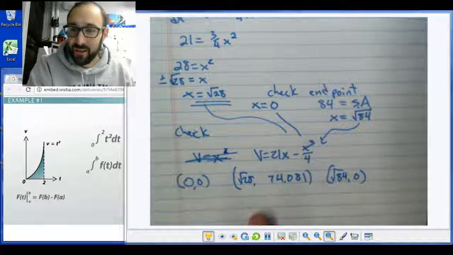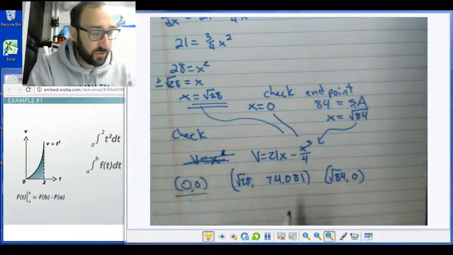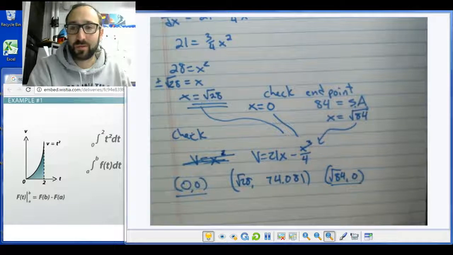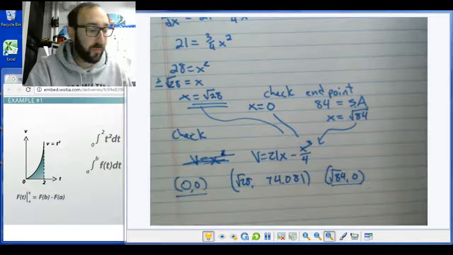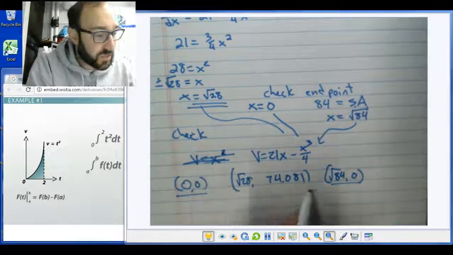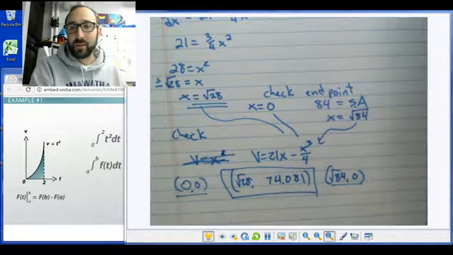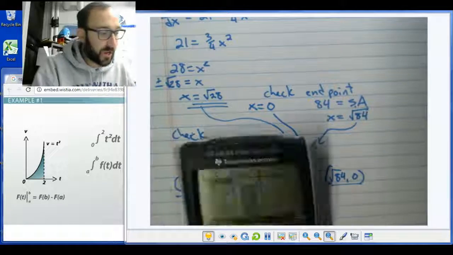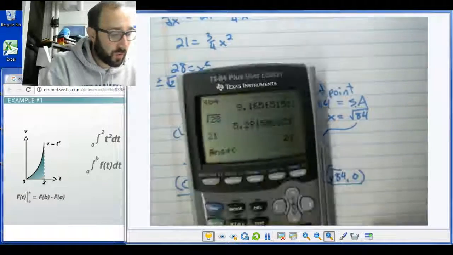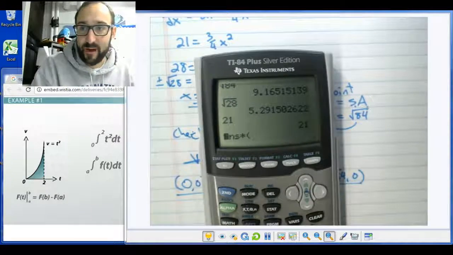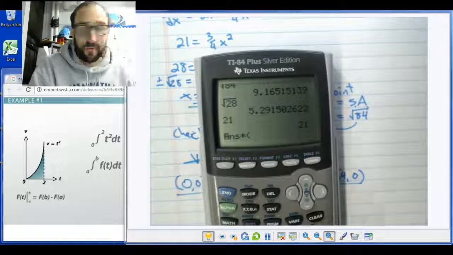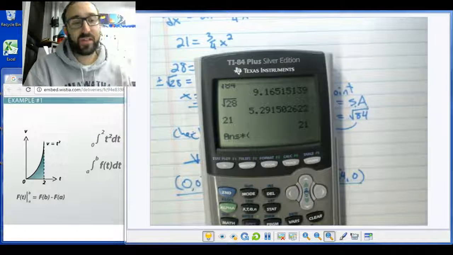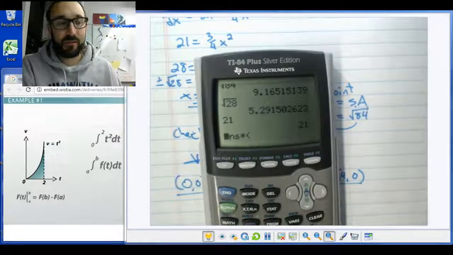I'm sorry. So you could see that 0, 0 and the square root of 84, 0 are possible ones, but they're not maxes. They're actually probably minimums for this case. That means this one right here, the square root of 28 for x, is going to be our maximum. So what's the square root of 28? Well, I actually have it here. It's about 5.29. So 5.29 is going to maximize that area or volume of this box.